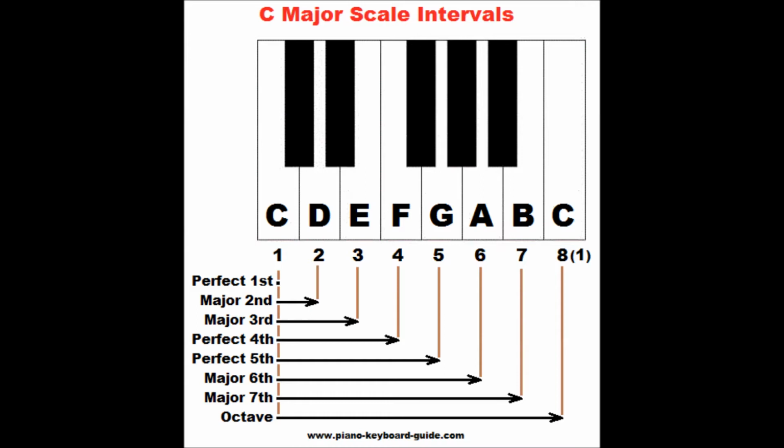A major third is between the root and the third note of the scale. A perfect fourth is between the root and the fourth note of the scale. And so on. A perfect fifth is between the root and the fifth note of the scale. A major sixth is between the root and the sixth note of the scale. A major seventh is between the root and the seventh note of the scale. An octave is between the root and the eighth note of the scale.